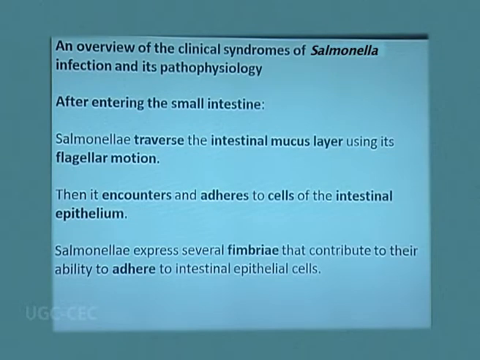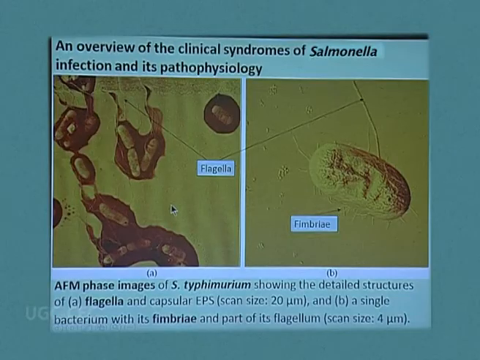Here we can see in this figure an atomic force microscopic image of Salmonella typhimurium. Here you can see the flagellar structure. In this magnification, the fimbriae is not visible, but in a higher magnification, we can see that these smaller structures represent the fimbriae. These are the structures by which Salmonella adheres to the intestinal epithelial cells.